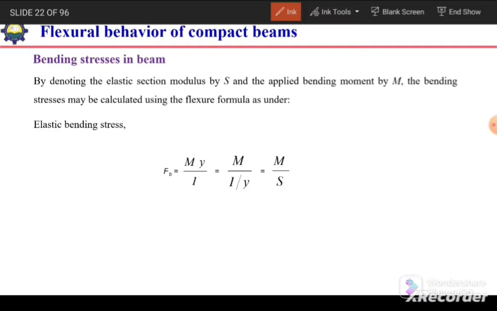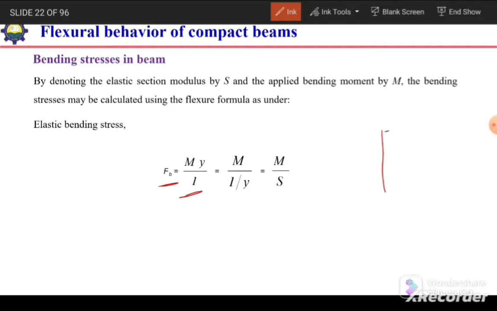So first of all, bending stresses in a beam. The bending stresses in a beam can be given by the elastic bending theory, which is sigma or F equal to My over I. Here M is the applied bending moment, y is the distance from the neutral axis up to the extreme fiber or up to the required point at which we want to calculate the stress. I is the second moment of area of the section.